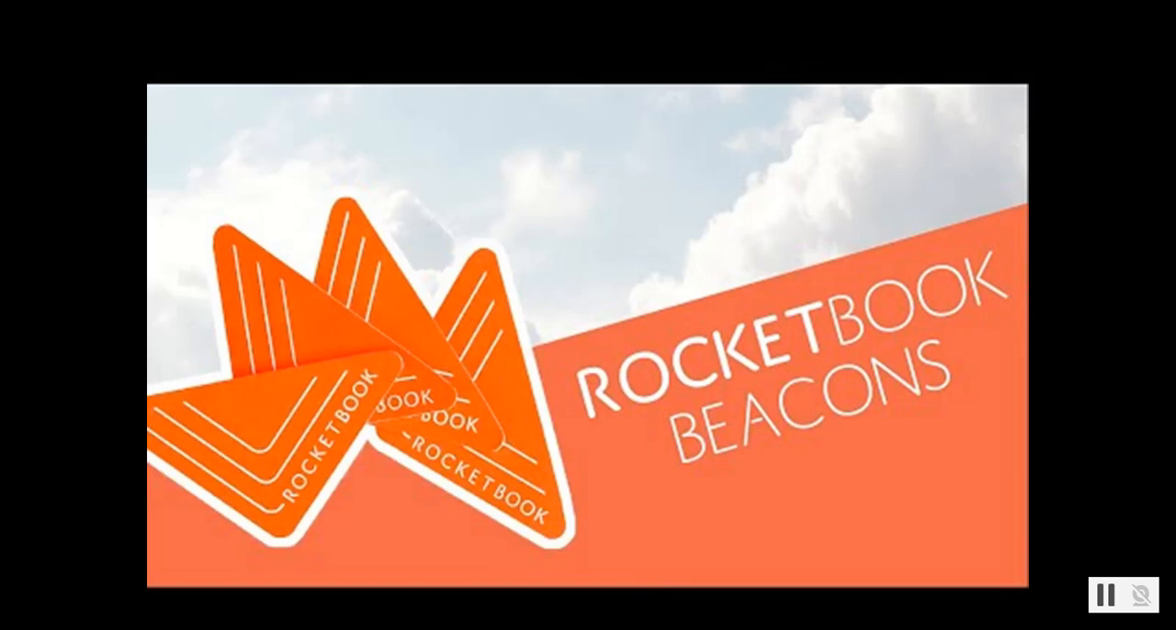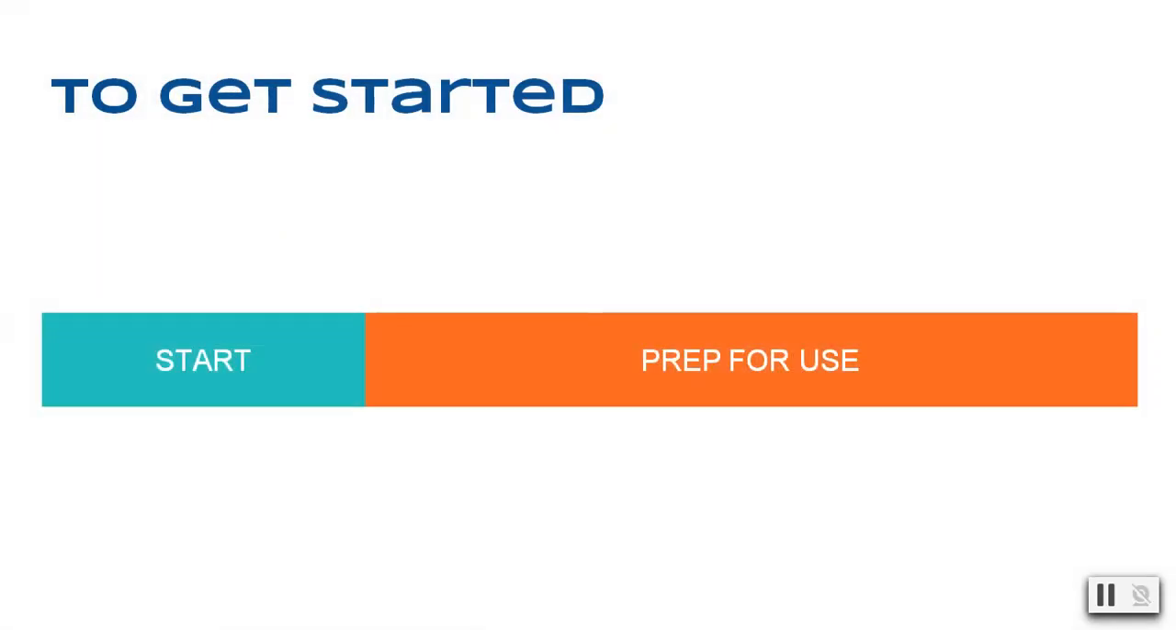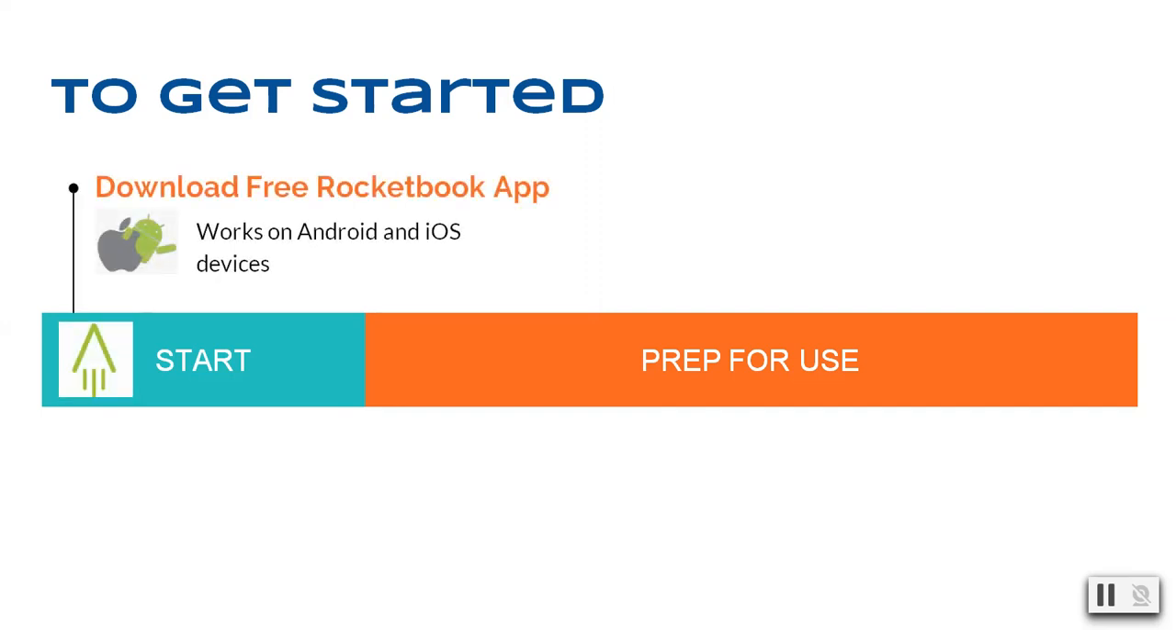It was kind of fun getting to learn a little bit more about the Rocketbook beacons, right? So in order for us to get started on this, the first thing we need to do is to download that Rocketbook app. Just go to your Play Store, whether you have an Android or an Apple, it's going to work. You'll find the app and download it. It only takes a few moments.